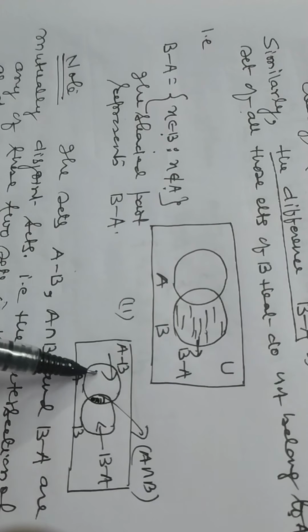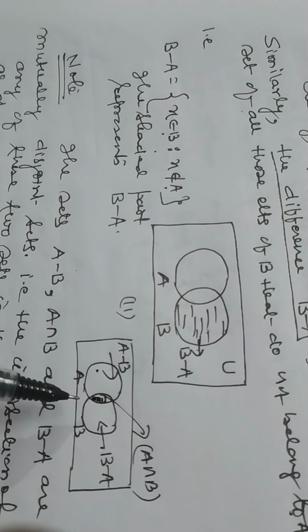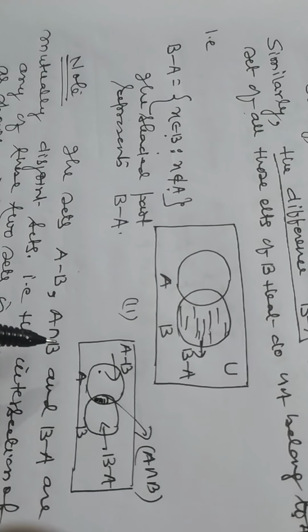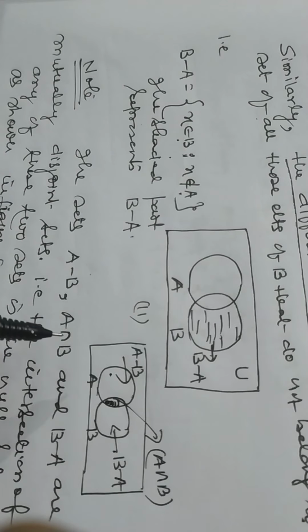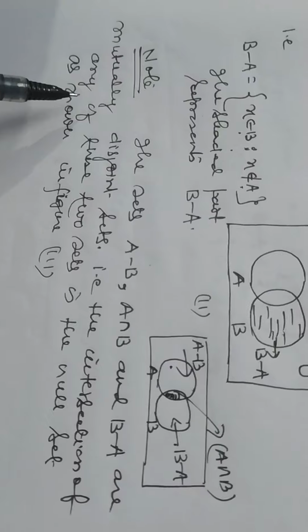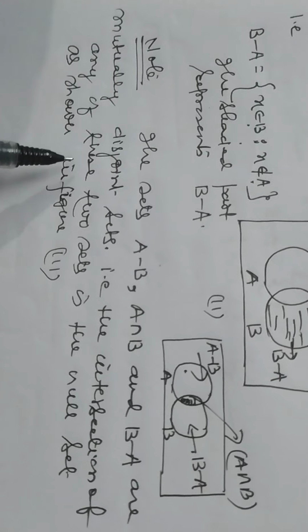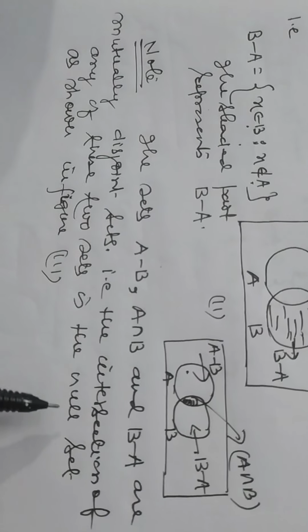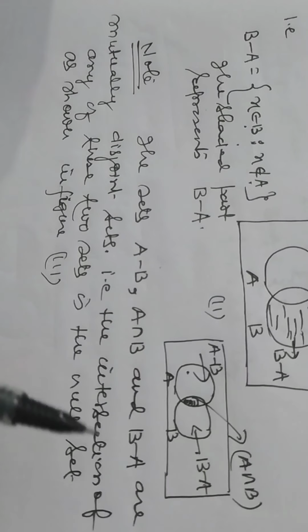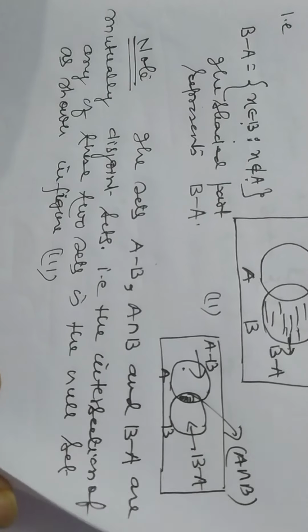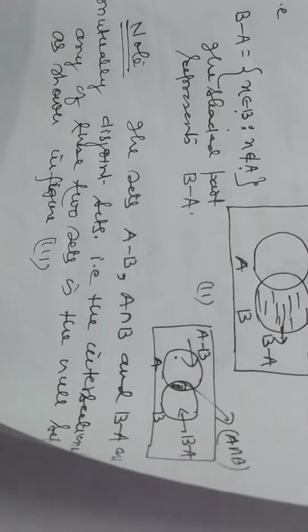So A minus B, B minus A and A intersection B are disjoint sets. The intersection of any two of these sets is the null set, as shown in figure 3. So A minus B, A intersection B, B minus A are mutually disjoint sets.